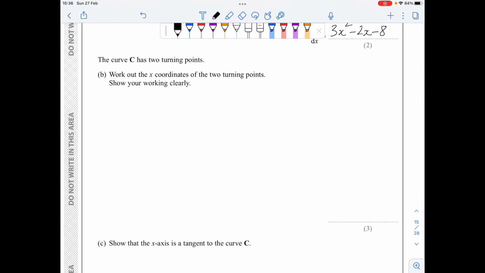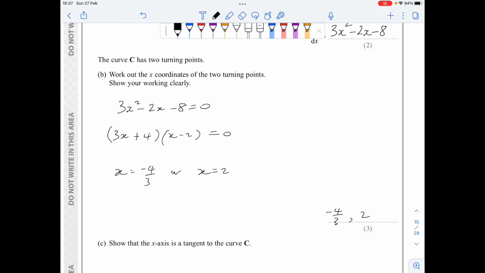For part B, I need to set the derivative from part A to 0 to find the turning points. So 3x squared minus 2x minus 8 is equal to 0. I will factorize: 3x plus 4, x minus 2 is equal to 0. So x is equal to minus 4 over 3, or x equals 2. And these are the two x coordinates for the turning points.